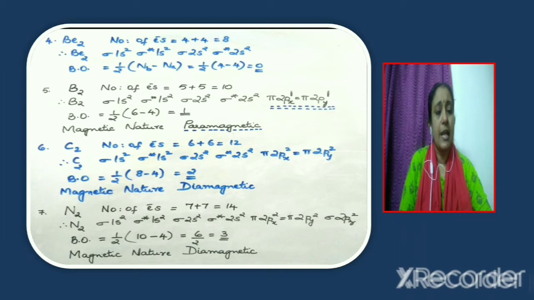Next, consider nitrogen N2. Total number of electrons is equal to 14. And what is the electronic configuration? Sigma 1s2, sigma star 1s2, sigma 2s2, sigma star 2s2, pi 2px2 equal to pi 2py2, sigma 2pz2. And bond order in this case is equal to 3. And what is the magnetic nature? It is diamagnetic because unpaired electrons are not present in nitrogen molecule. So therefore, nitrogen is diamagnetic.